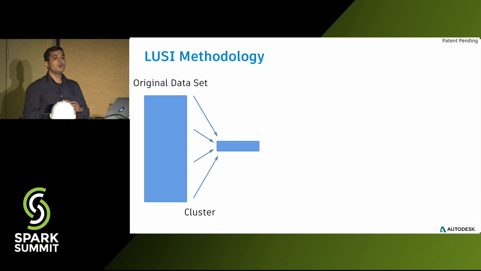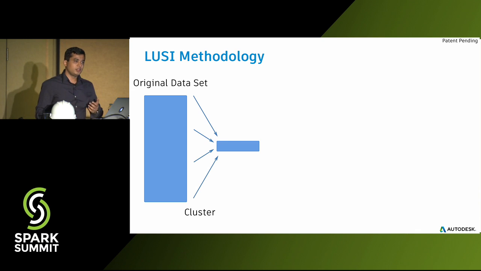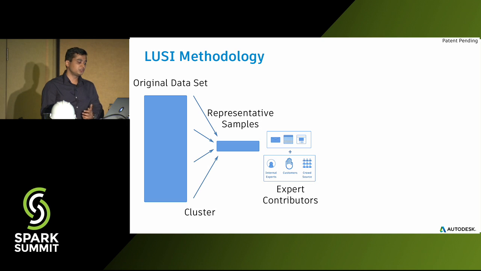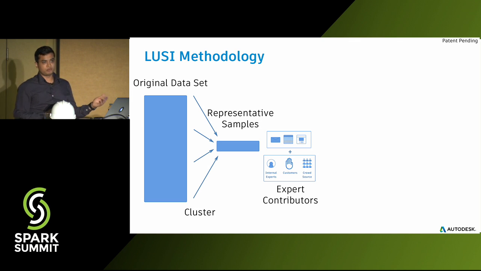So here we are trying to maximize the variance while trying to minimize the amount of data we are extracting out. So say we extract out 1,000 representative rows here. Next, what we do is we have this set of representative samples. We work with our internal experts to label this data. And labeling thousands of data points is not a big task.